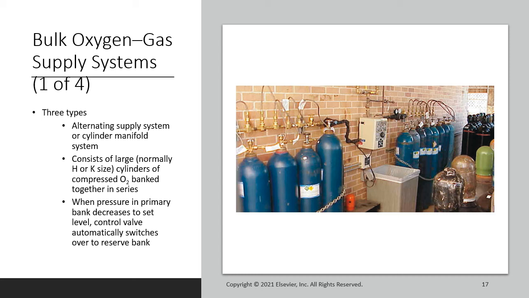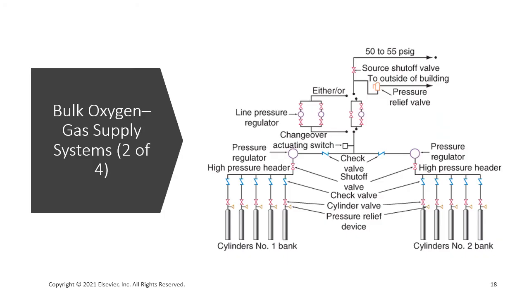Pictured here is an alternating supply system with nitrous oxide, probably supplying an OR. Again, this is a gas cylinder manifold system. The alternating supply system is composed of primary and reserve banks which alternate to charge the piping system.